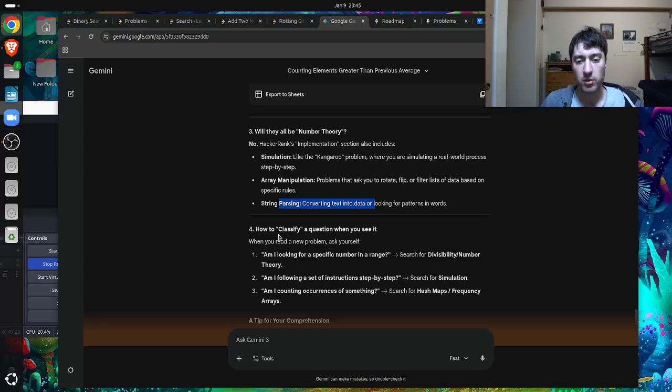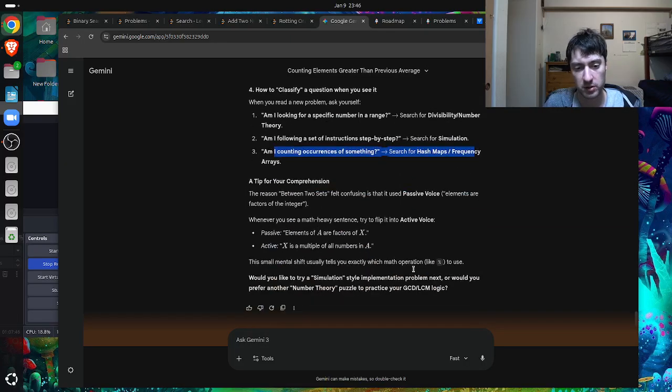How to classify a question when you see it. Am I looking for a specific number in a range? If so, divisibility, number theory. Am I following a set of instructions? That's simulation. Am I counting occurrences of something? Hash map and frequency.